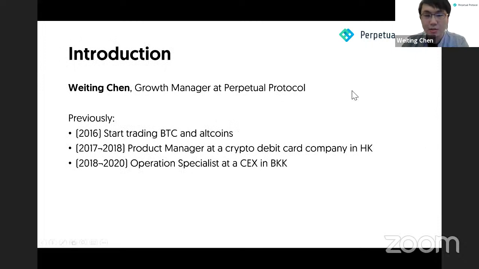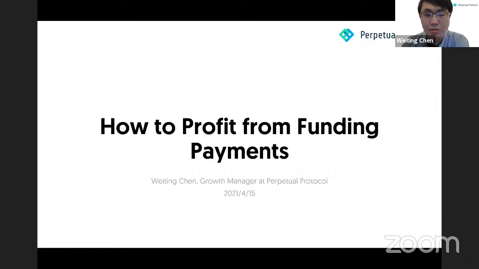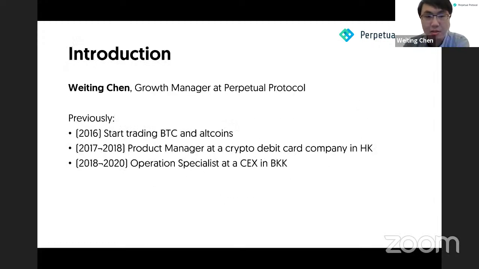In my section, I will just teach everyone about how to profit from funding payments. First things first, my name is Wei Ting Chen, and I'm a growth manager at Perpetual Protocol. I have been trading Bitcoin and shitcoins since 2016, when they were still called OKEx. Later, during the first bull run, I worked as a product manager for a Bitcoin debit company based in Hong Kong. The company is similar to OKEx or Monolith in Europe, where you could top up your Visa or MasterCard with your Bitcoin. Then fast forward to 2019 and 2020, I worked for a central exchange based in Bangkok.